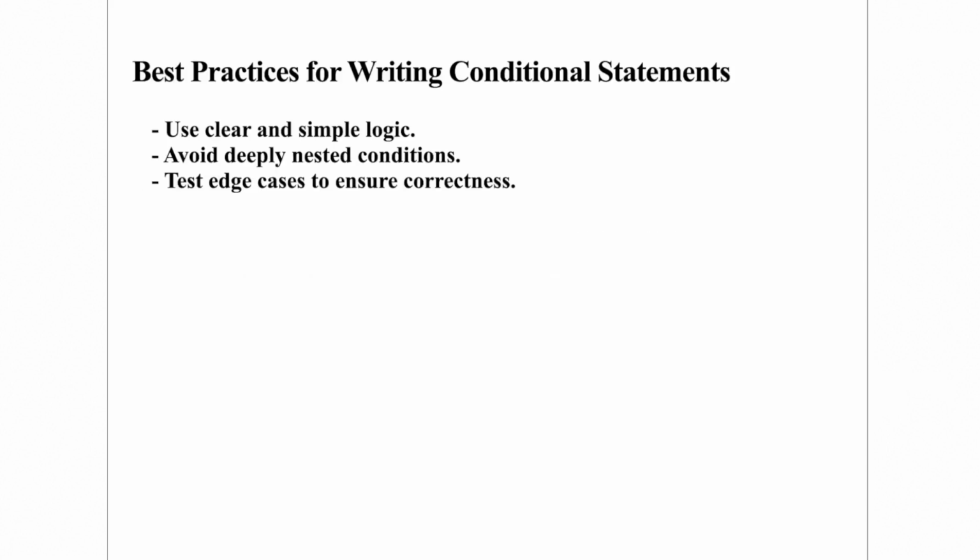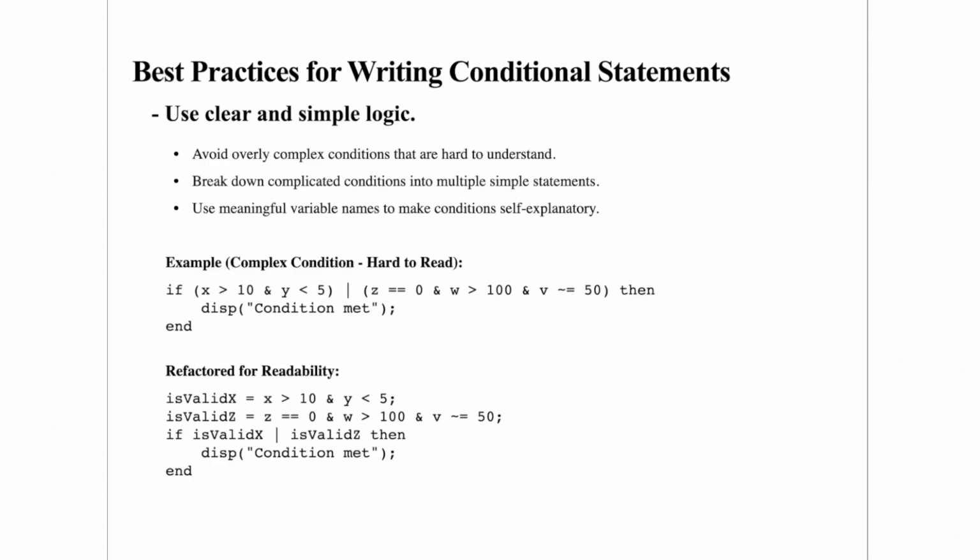So these are some of the best practices for writing conditional statements. Number one is use clear and simple logic. Do not make things overcomplicated. Second one is avoid deeply nested conditions. Third, test edge cases to ensure correctness. Now we will look into them one by one. Use clear and simple logic. Always avoid overly complex conditions that are hard to understand. Break down complicated conditions into multiple simple statements. We'll look into the following example.